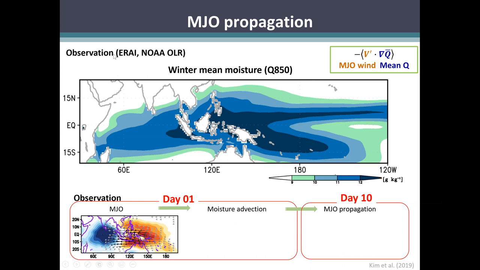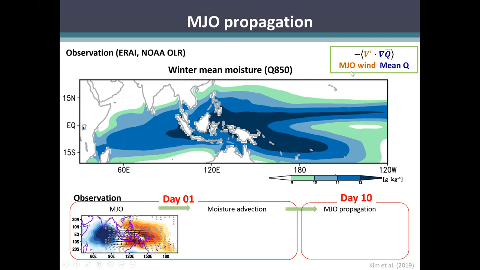And here this shows the observed winter mean moisture distribution. So it's Q850, the specific humidity at 850 hectopascal. The reason why I chose this specific level is because the SubX models only provide the 850 hectopascal moisture. So here this shows the ERA-Interim distribution.